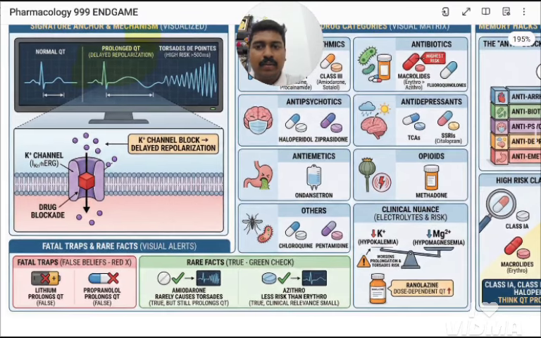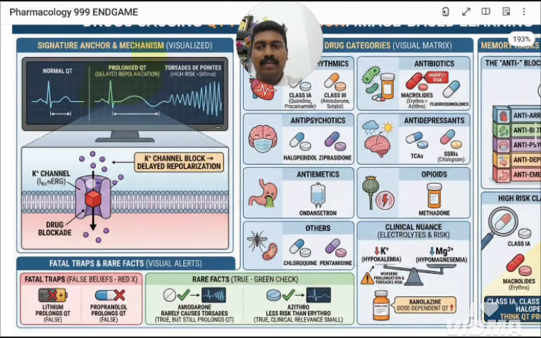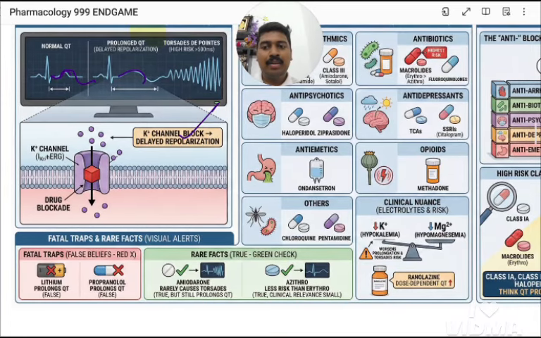Why this QT prolongation occurs is because some drugs cause potassium channel block, because of which there is delayed repolarization in the cardiac conduction system. Whenever there is delayed repolarization, it will lead to a prolonged T wave. This long T wave is because of this potassium channel blockade.